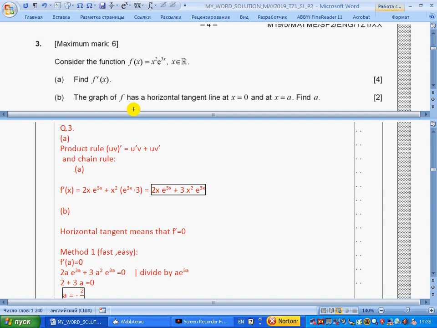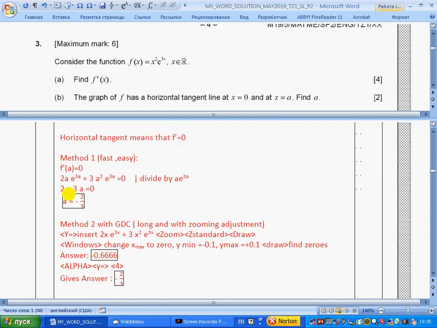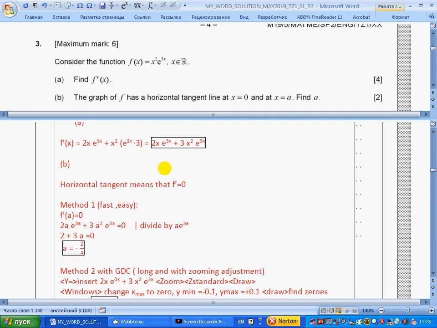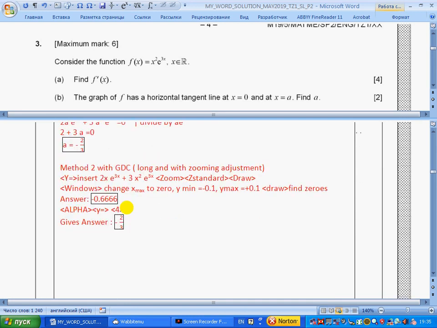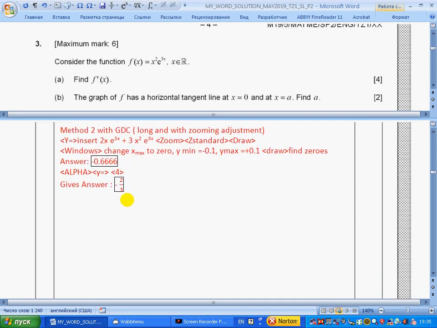The graph of f has a horizontal tangent at x equals 0 and x equals a. Find a. Horizontal tangent means that the derivative equals 0. Method 1 is fast and easy without a calculator. We substitute x equals a into our expression for the derivative, then divide both sides by e to the 3a and we get a very simple answer. Method 2 is more complicated, with the GDC.